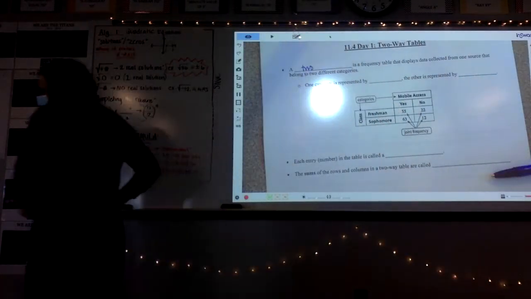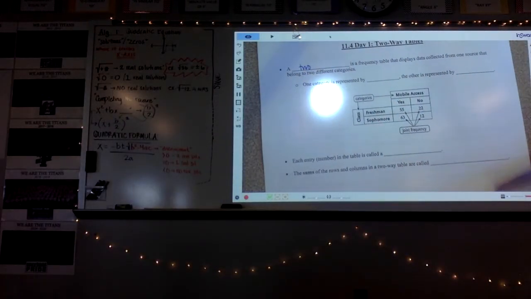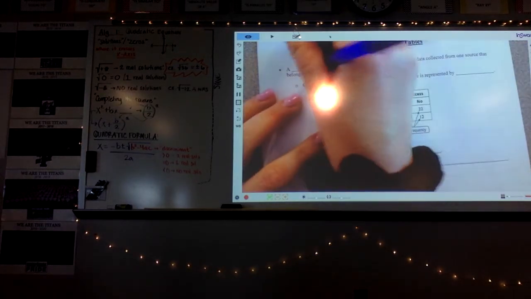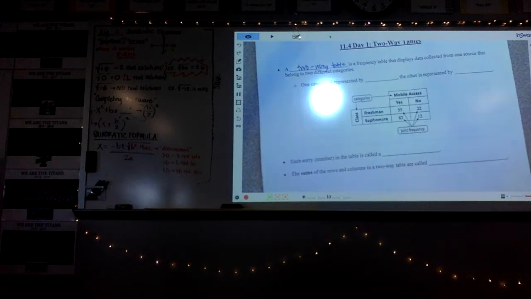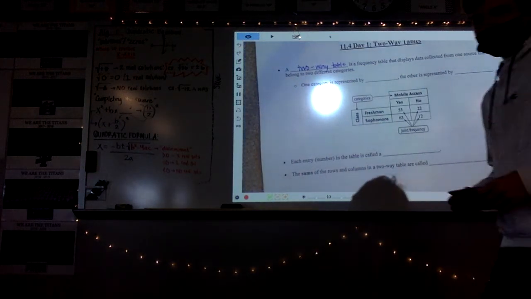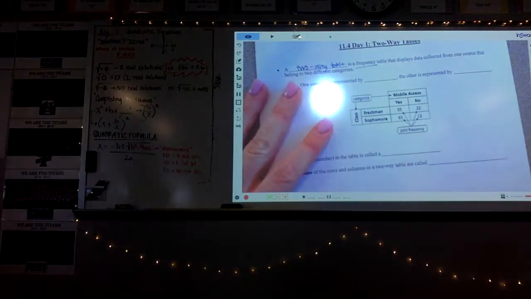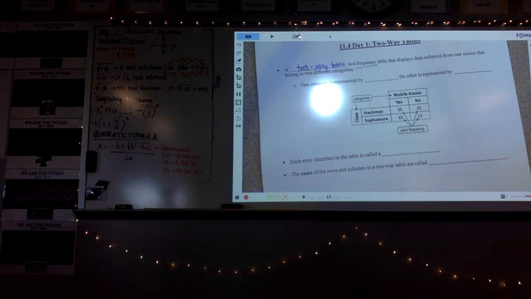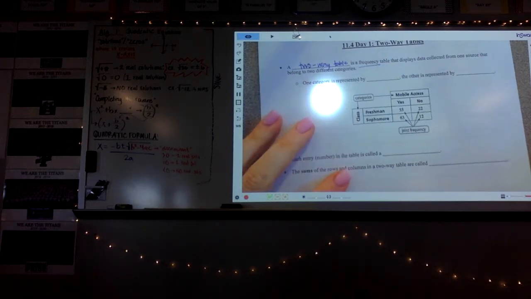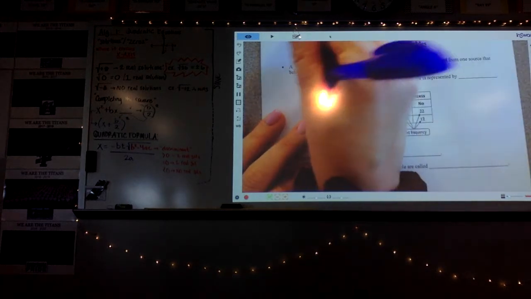Recording? We're good. Okay, a two-way table is a frequency table. So frequency, not in the sense of science, but in math, frequency is a play off of the word frequent and how frequently something is occurring. It displays data collected from one source that belongs to two different categories.